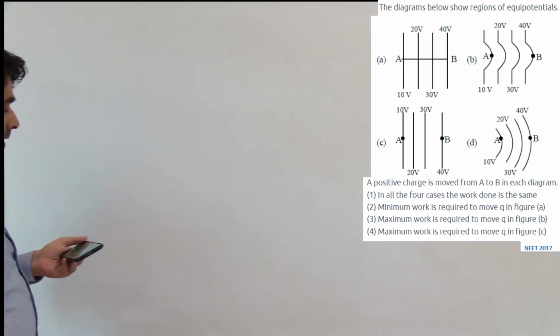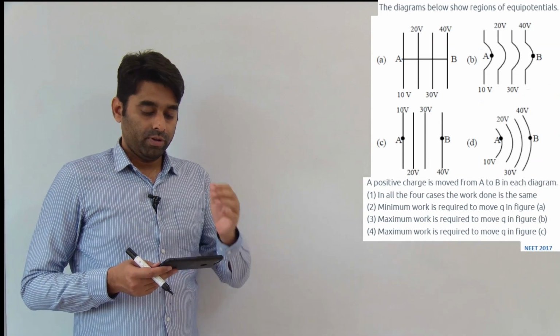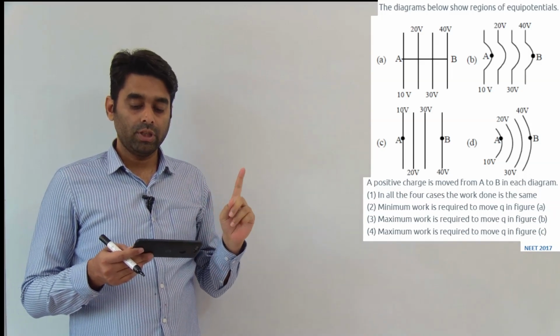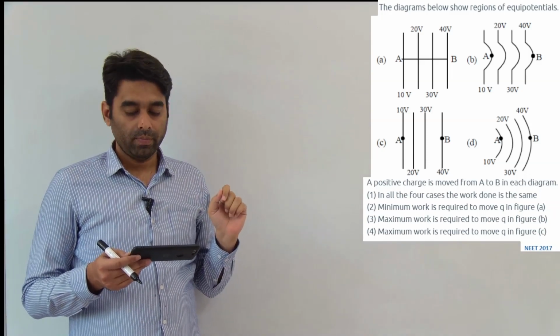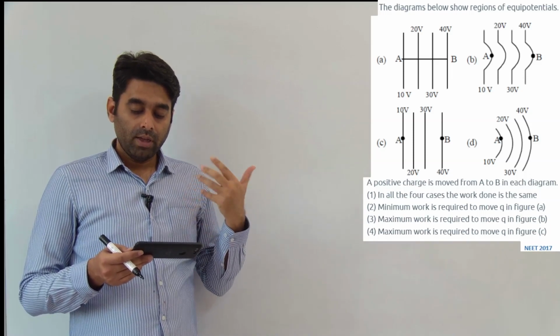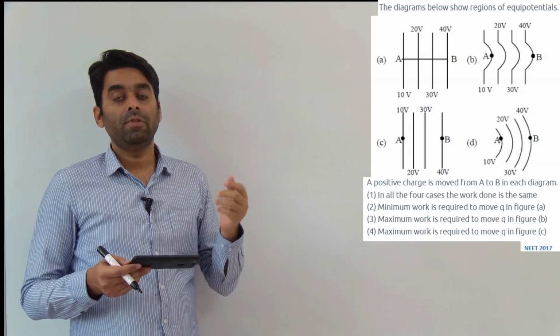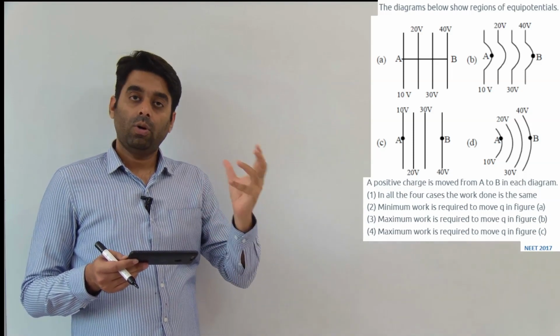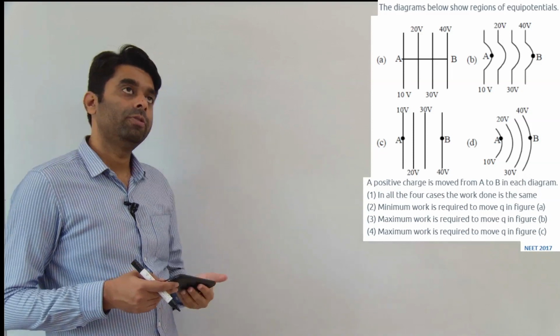We have come to our last question. The last question says, the diagrams below show regions of equipotentials. The positive charges move from A to B in each diagram. They are talking about the work done. In which case will work done be more, or less, or whether it will be equal? How do we find out?